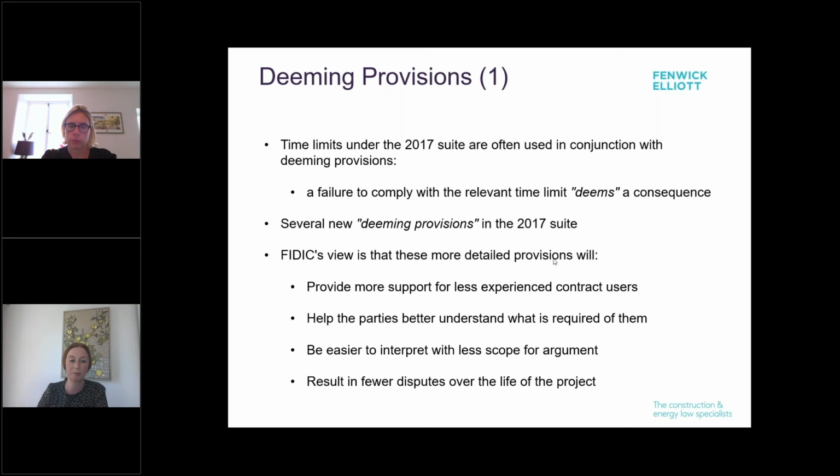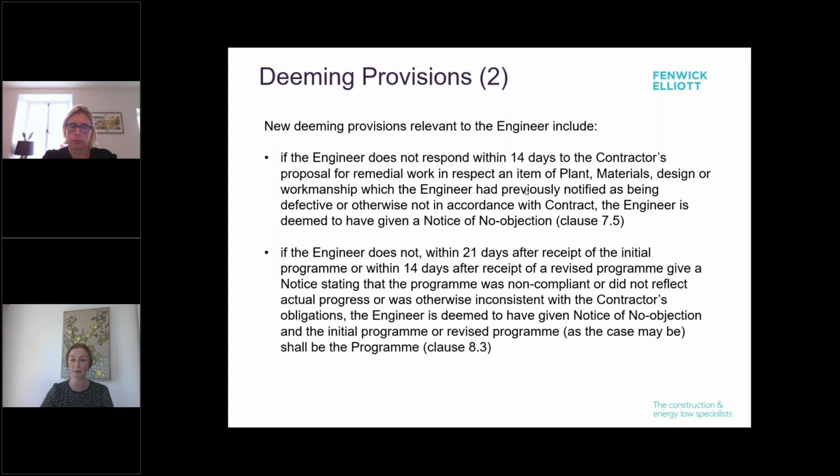And just briefly to run over deeming provisions, the time limits that are set out in the 2017 suite are often used together with deeming provisions so that if the time limit isn't complied with, an automatic consequence follows. There are several new deeming provisions in the 2017 suite which make consequences automatic, and it's FIDIC's view that these will provide more support for less experienced contract users, help the parties understand what's required, be easier to interpret, and result in fewer disputes over the life of the project. It's more prescriptive, but this can be helpful in many ways as well.